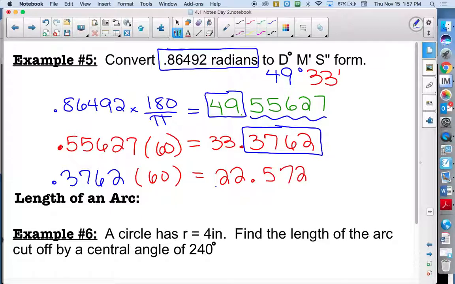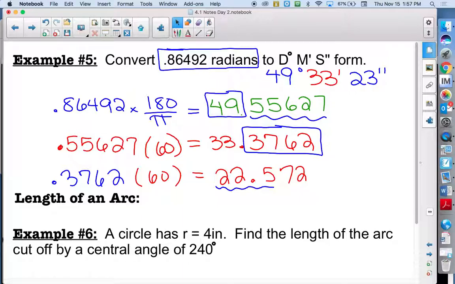So, using our rules of rounding, 22.5 means we should round up to 23 seconds. So converting is just kind of doing one form versus the other. If you multiply for one thing, you have to divide for the next to get it into the other form.